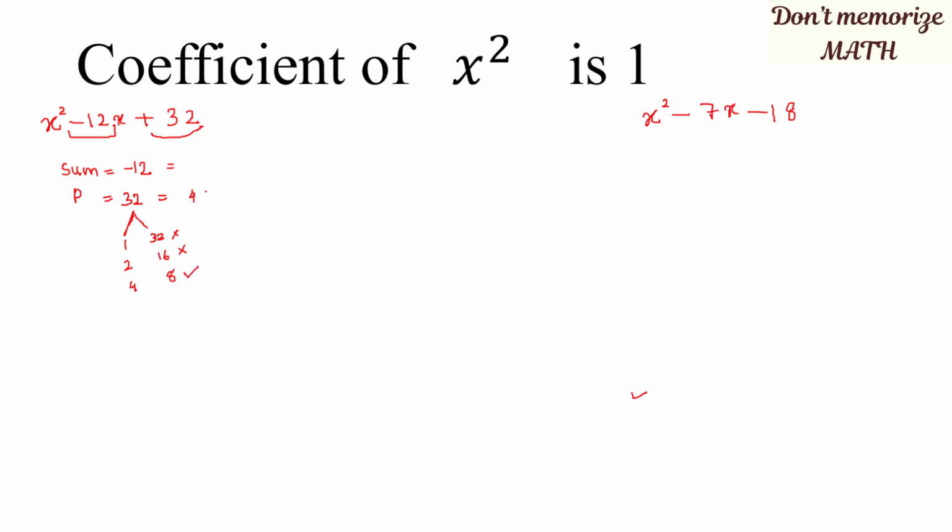So 4 times 8 is 32. 4 plus 8 is not minus 12, it is just 12. So how to get minus 12 from 4 and 8? It must be minus 4 and minus 8. So minus 4 plus minus 8 is minus 12. Minus 4 times minus 8, the same numbers we should get here, so minus 4 times minus 8 is plus 32. Minus minus, if you are multiplying, it will become plus.